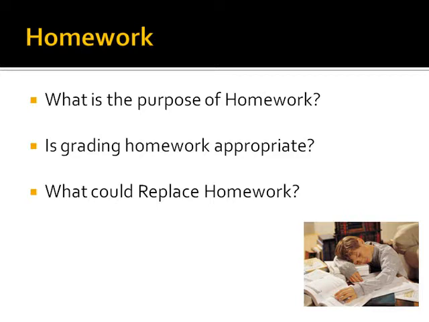The next subject is a bit more complicated. It's grading. Is grading homework appropriate? Or at least, is grading the homework that I'm assigning appropriate? Only certain types of homework should be graded. Homework that represents practice should not be graded. Homework that actually demonstrates student learning and student understanding should be graded. The third question is, what could replace homework? If we're missing the homework grades that we rely on, what can we replace them with?